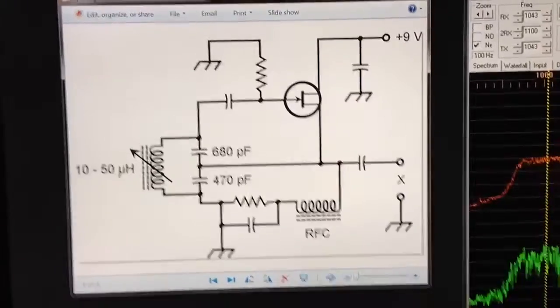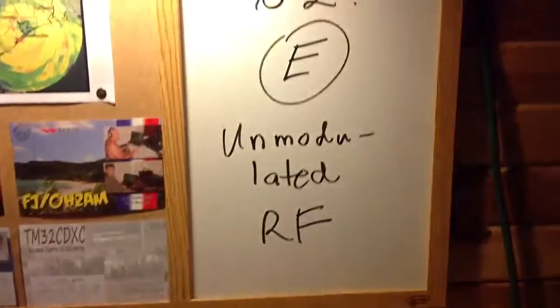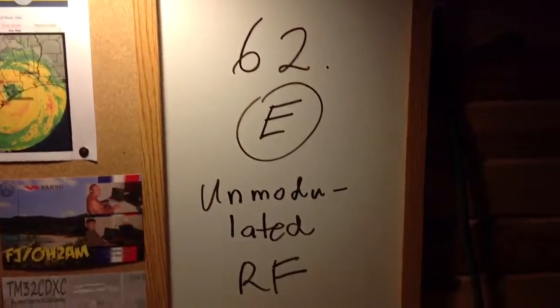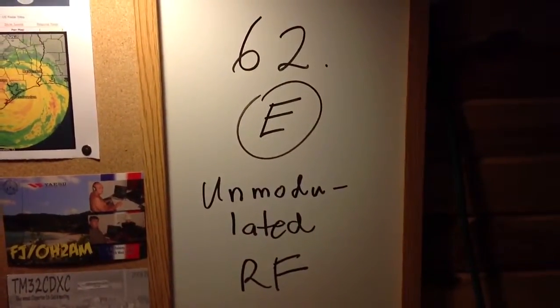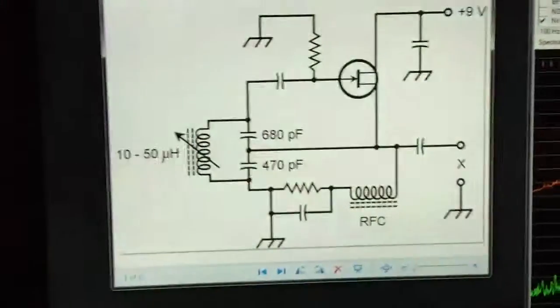transistor. So, the correct answer, an unmodulated radio frequency signal, and we know it's radio frequency because of the values of the components. The answer is E, as in echo. An unmodulated radio frequency signal, and you can tell that by looking at the values of the components.